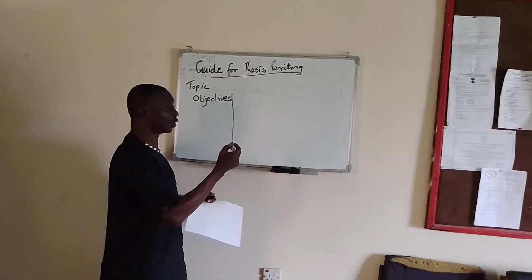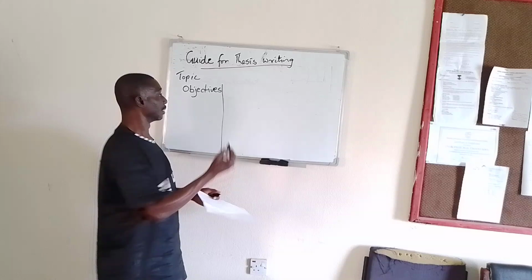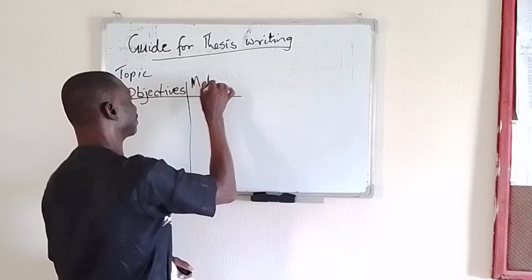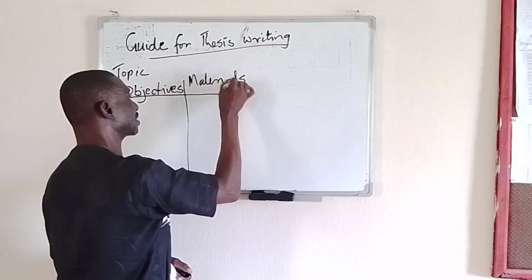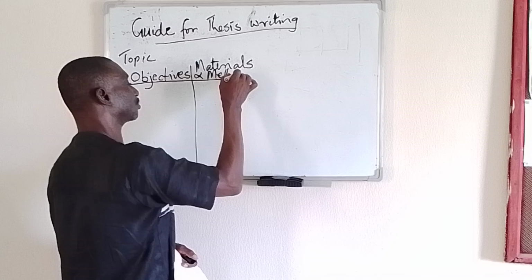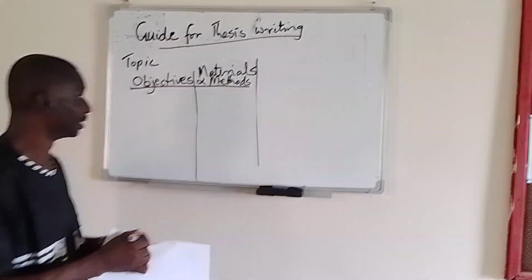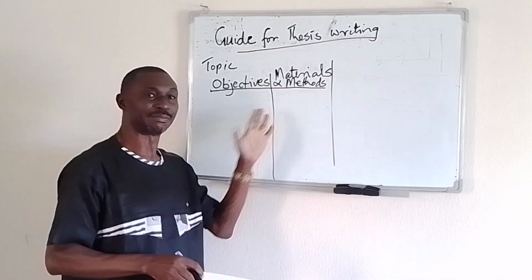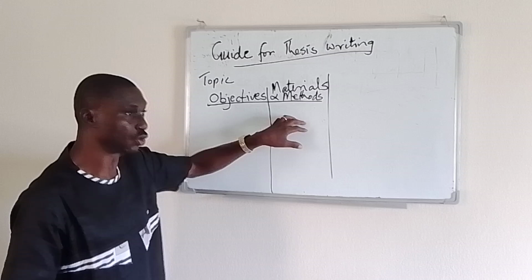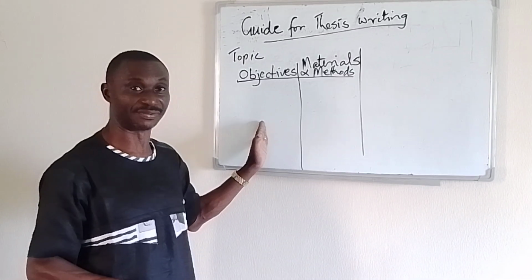So, which we call materials and methods. Some people can call it methodology. That is materials and methods. These are the materials and methods, which means the methods you are using, you will use or you have used to achieve each of the objectives you have.